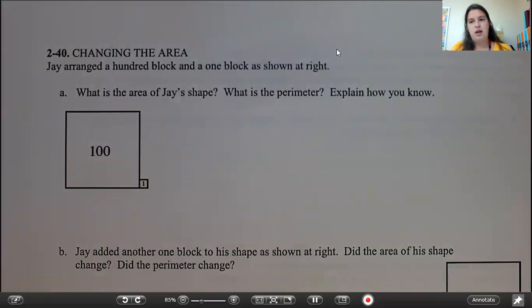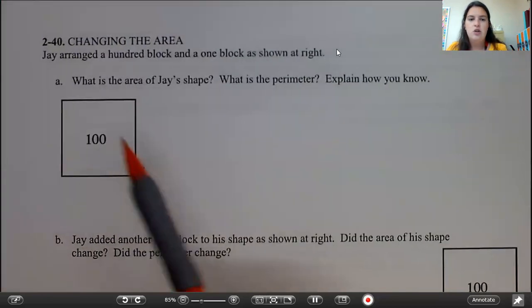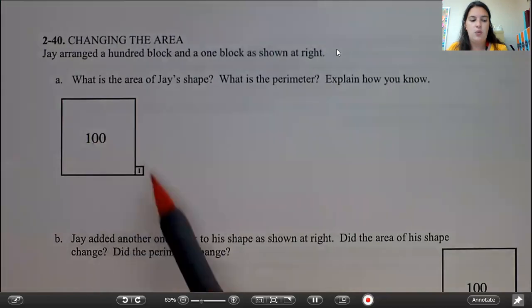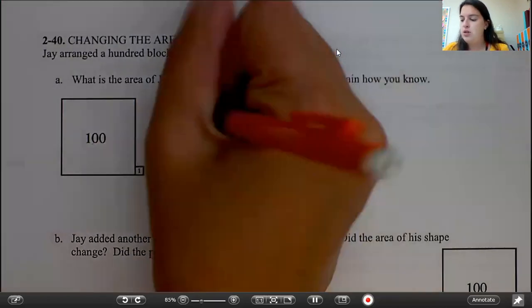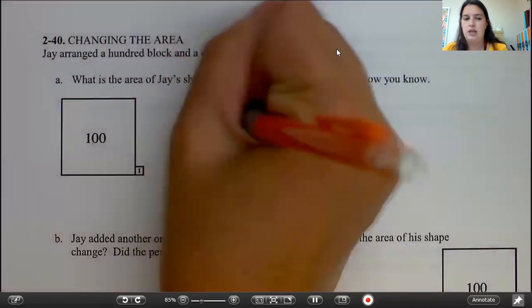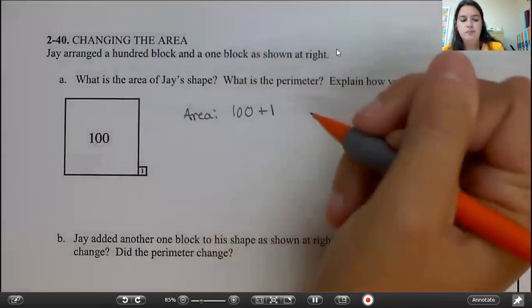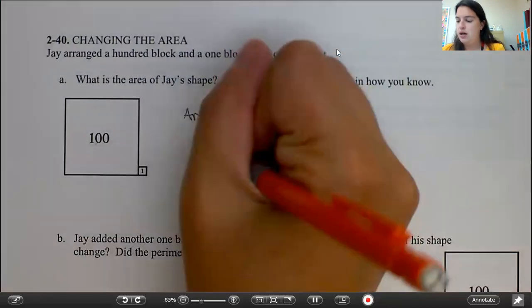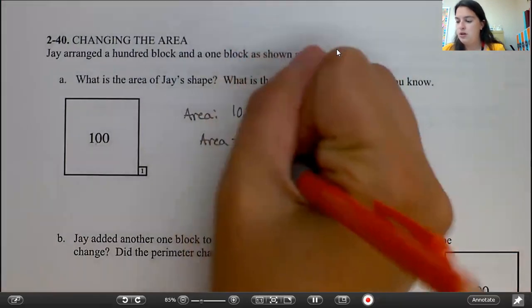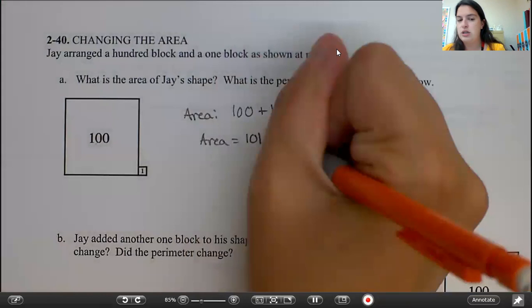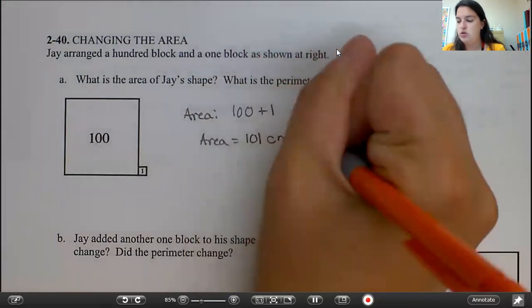Okay, if you're back with me, that means that you have tried to answer this question. So the area is the insides. So we know that we have a 100 block and a 1 block. So if I wanted to do the area, we would just be adding those 2 blocks. The 100 plus 1, which gives us the area of 101. And remember, these are measured in centimeters squared.